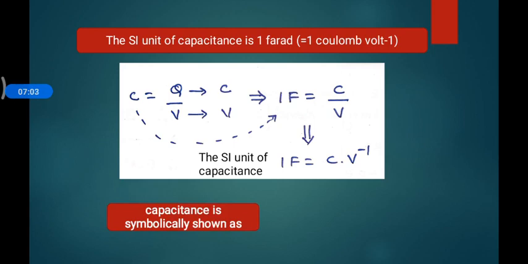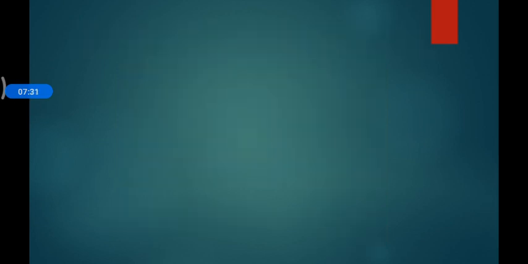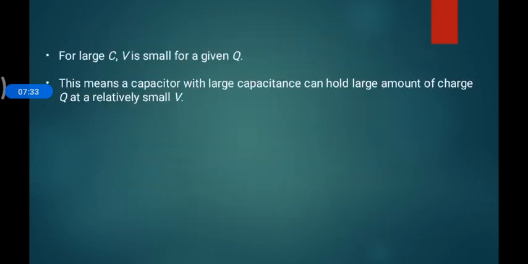Capacitance is symbolically shown as such a kind of diagram. The first symbol is used for the fixed capacitor, and the second symbol is used in circuit diagrams when we have variable capacitors. Okay, so we are aware of the fixed and the variable.